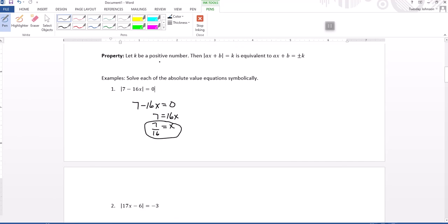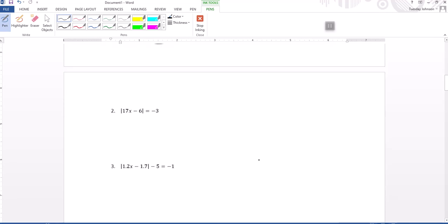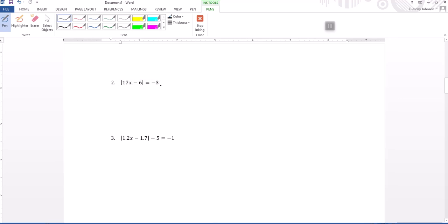Again, k must be a positive number because the absolute value has an output or range that is only non-negative numbers. So when we see an example like number 2, where the absolute value is equal to a negative, this is impossible. The range is non-negative. So my answer will be no solution. No solution if the absolute value is equal to a negative.